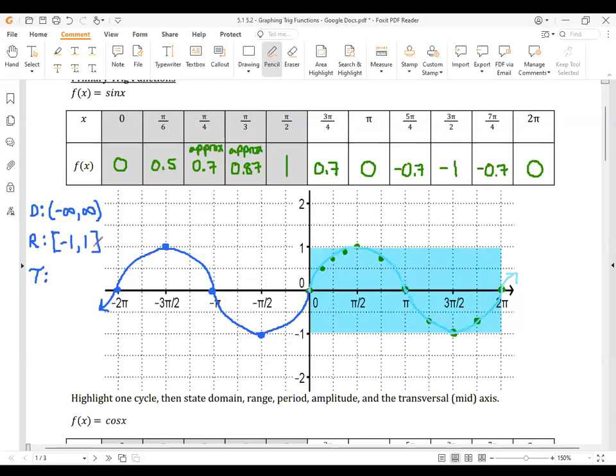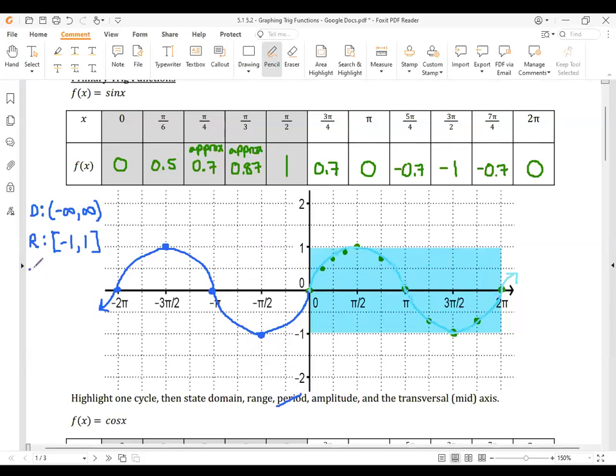Okay, never mind. Forget period. How long is one wavelength? I think some people might be confused with physics. Period, you associate with time, I get it. How long is one wavelength, or one cycle? 2 pi, good.